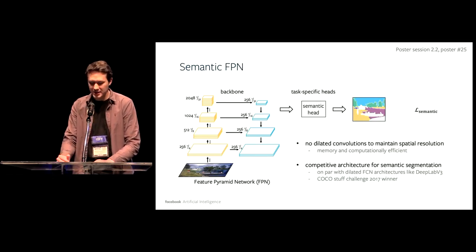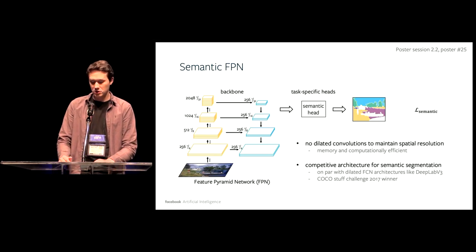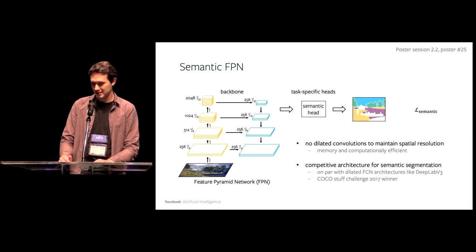Semantic FPN does not use dilation to preserve spatial resolution throughout the backbone. This makes the architecture more computationally and memory efficient than many existing semantic segmentation frameworks. Surprisingly, this simple pixel-level recognition head on top of the FPN backbone achieves competitive performance for the task. We won the COCO Stuff Challenge using the early version of the architecture. And in our work, we also demonstrate that the architecture yields performance on par with well-known DeepLab version 3 and version 3 plus methods.